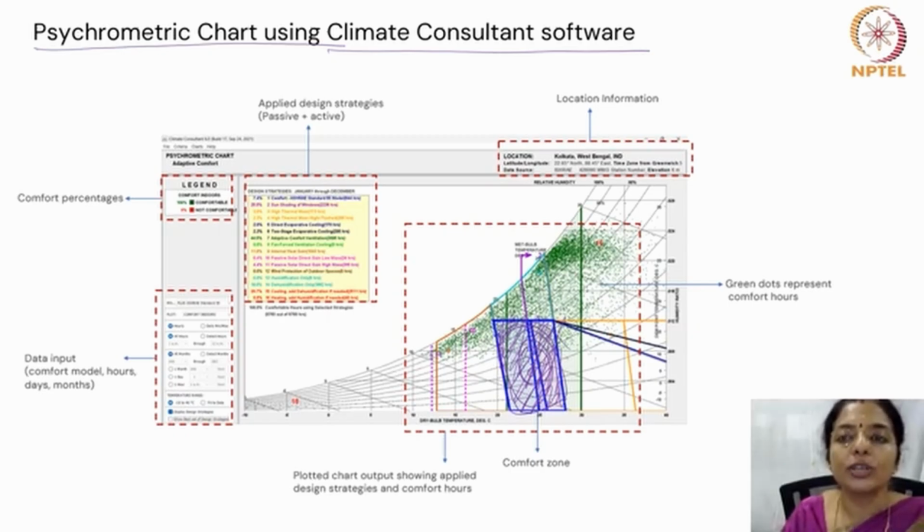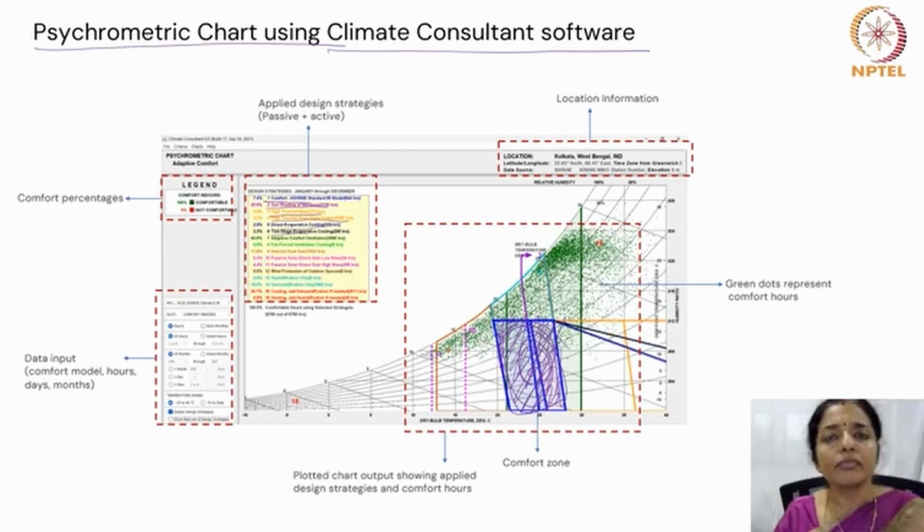So it shows the dry bulb temperature and humidity level where people will feel thermally comfortable without active cooling or active heating. The color-coded design strategies to achieve comfort include each of these. You need to have comfort ventilation, you need to have sun shading of windows, you need to have high thermal mass. High thermal mass with night flushing should be there, direct evaporative cooling, and so on.